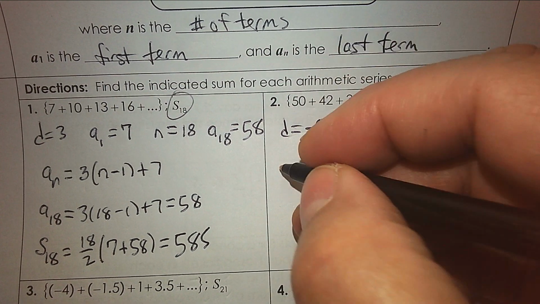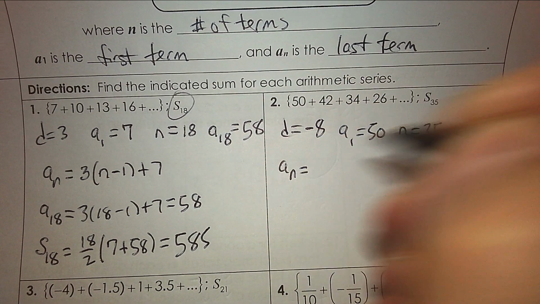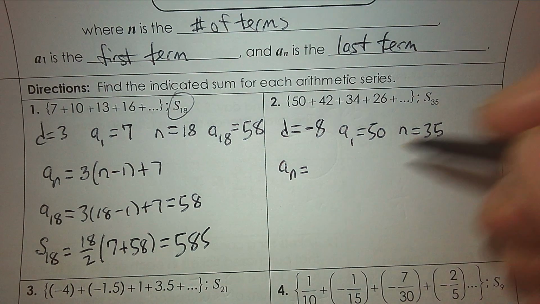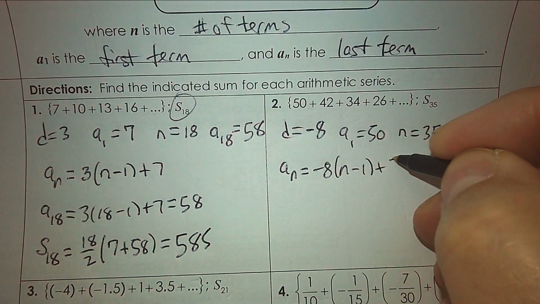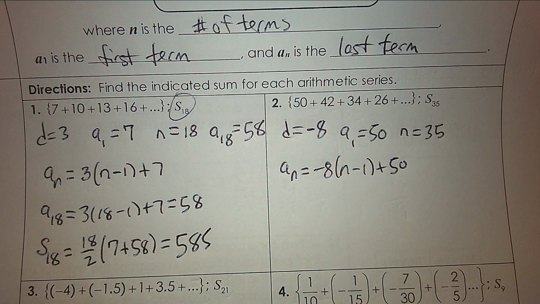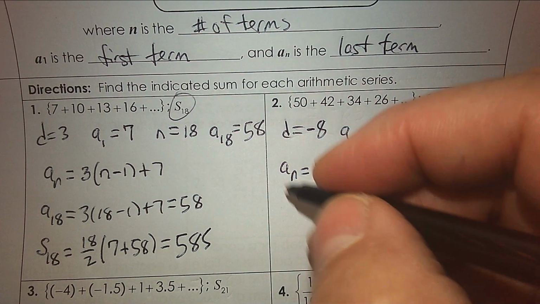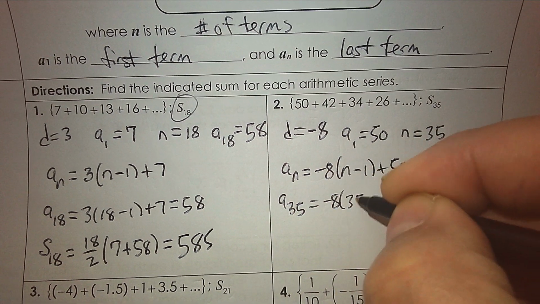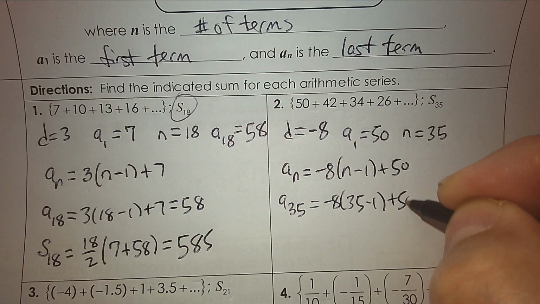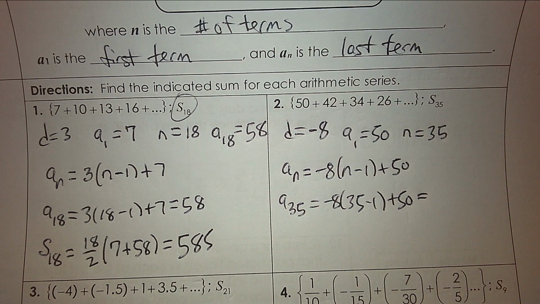So in order to find the last term, I need a rule. And the rule will be negative 8 times n minus 1, plus 50. Once you have the rule, I then plug in 35 to find the last term. You can use your calculator.